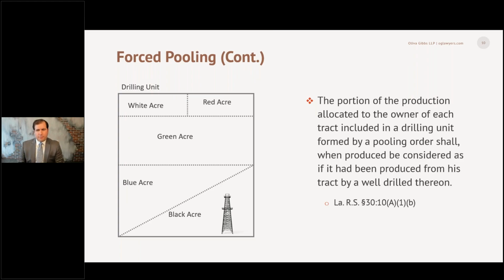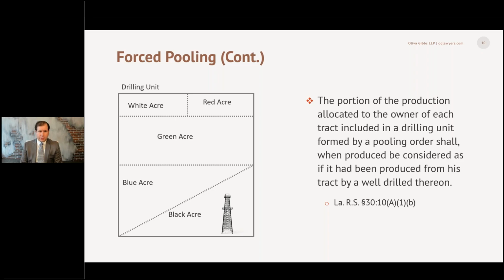I know everyone's familiar with the concept of pooling and how it works, but I figured I might as well go over it again. I'm more of a visual learner, so I made a helpful graphic here. We have this drilling unit with five tracts of land on it: white acre, red acre, green acre, blue acre, and black acre. In this scenario, we'll think of it as a vertical well drilled specifically on the tract of land of black acre.